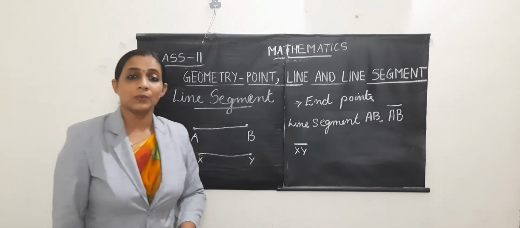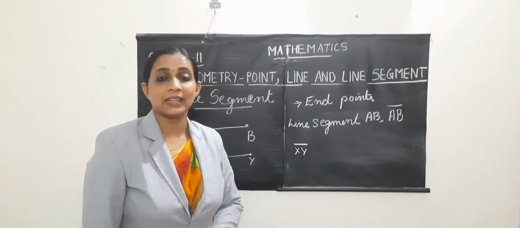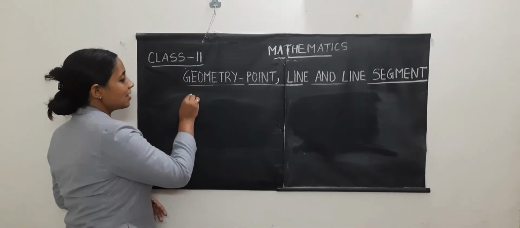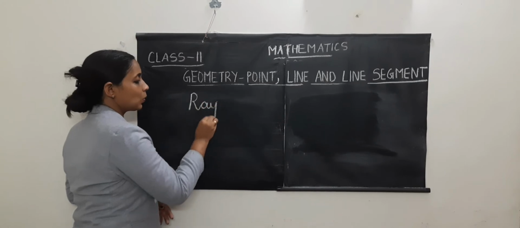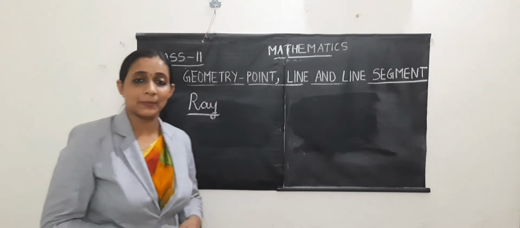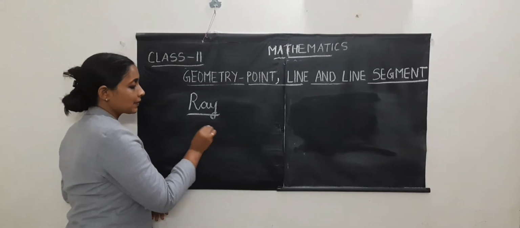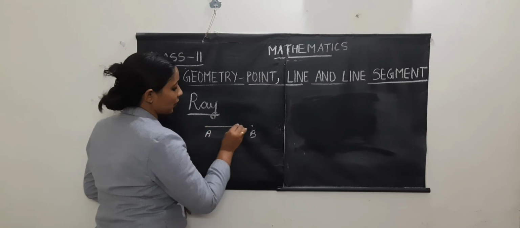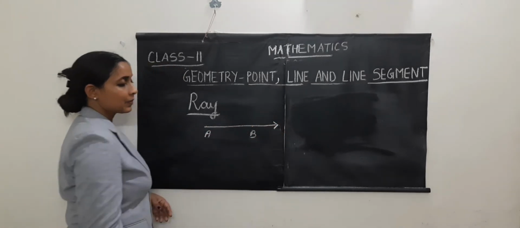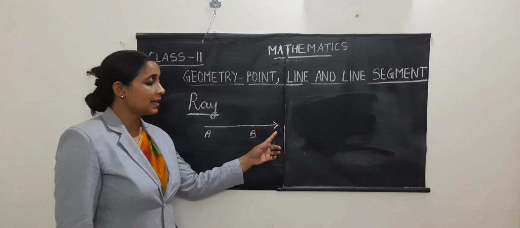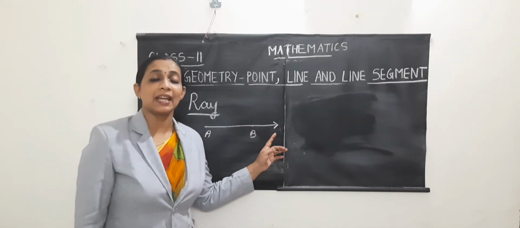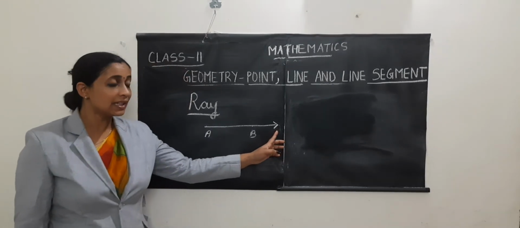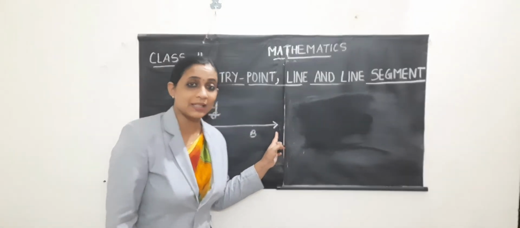Now let us move on to the next topic, that is ray. R-A-Y, ray. What is a ray? Let us see. 2 points, A and B, and I am going to draw a line like this. Now you can see this line is extending in one direction endlessly. That is why we are putting an arrow on one side.